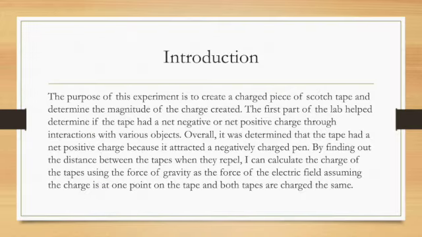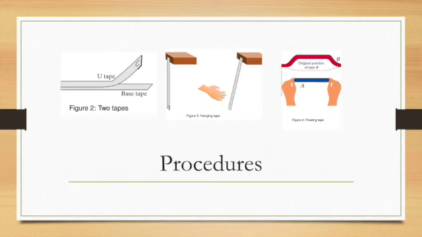The purpose of this experiment was to create a charged piece of Scotch tape and to calculate the excess charge created. To create the charged Scotch tape, I placed a base tape onto a table and made a U-tape with a handle to place on top of the base tape and rip off, creating a charged piece of tape. I then hung that charged piece of tape off a table and had it interact with various objects, such as my hand and a pen.